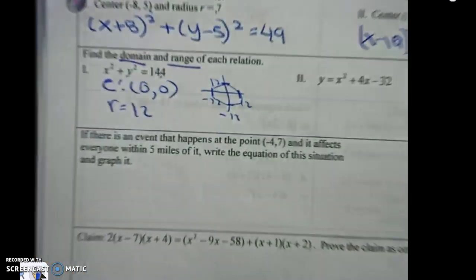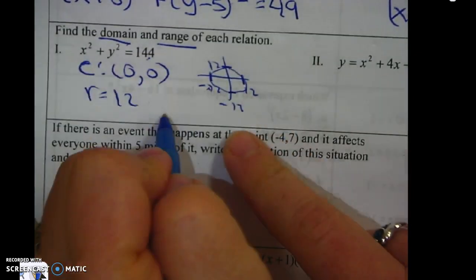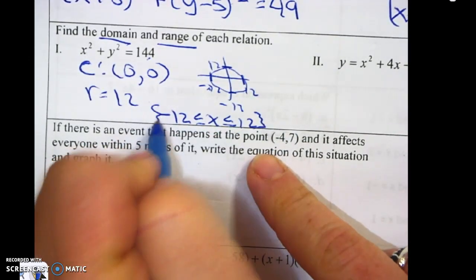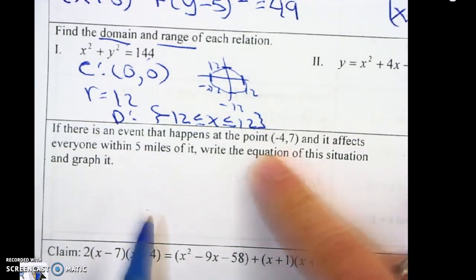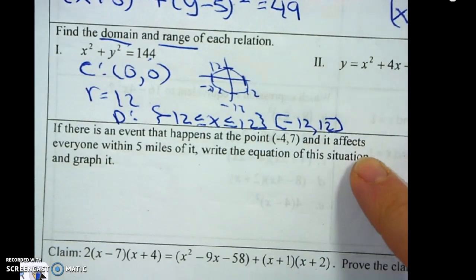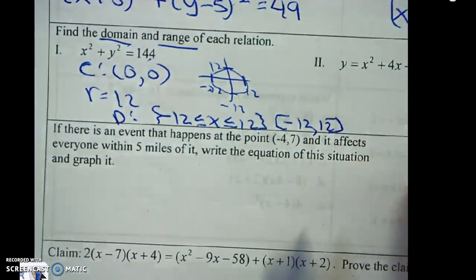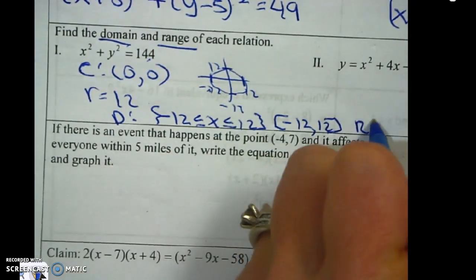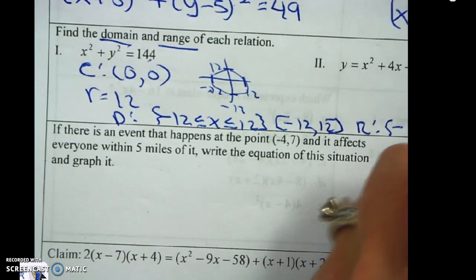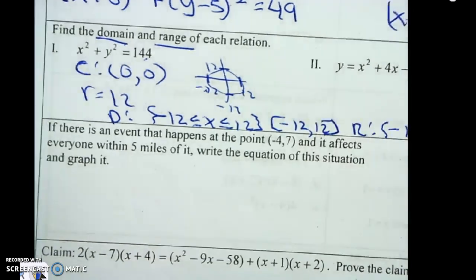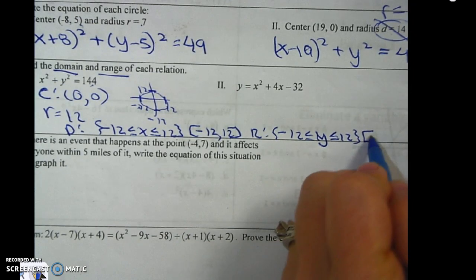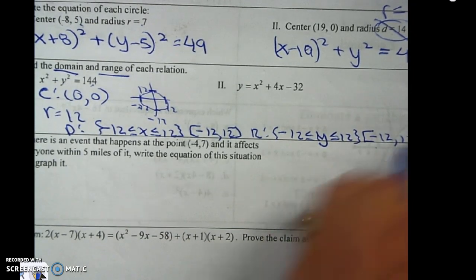My domain represents everything x. So it's from negative 12 to 12. That's the domain. And then in interval notation, because negative 12 is included, negative 12 to 12. And then my range, I'll just do it down here, is the same thing. Negative 12 is less than or equal to y, which is less than or equal to 12. Sorry. And then in interval notation, negative 12 to 12.